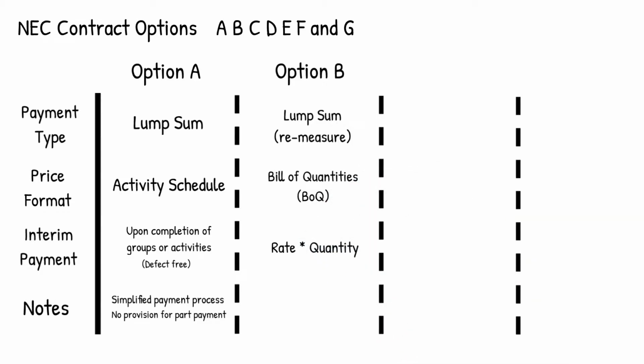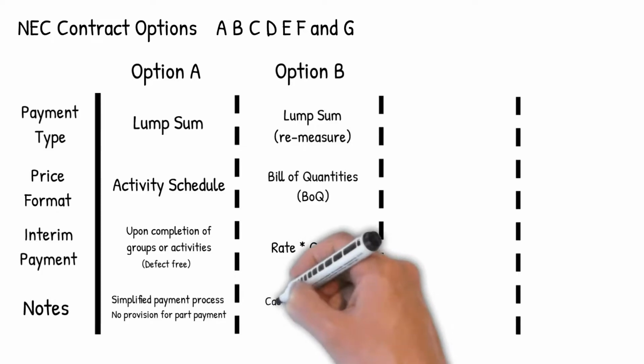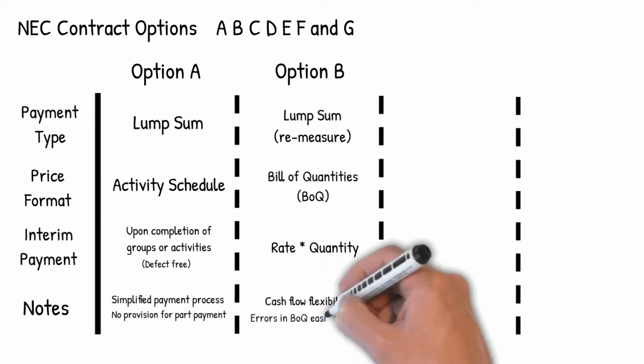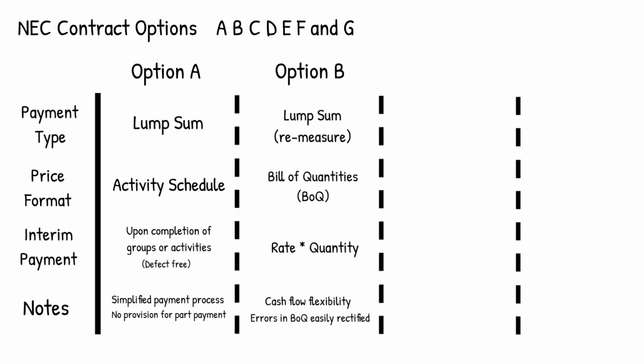Interim payment is made as a measurement of work completed on site, i.e. quantity multiplied by rate. This option provides flexibility for all parties in terms of cash flow. Errors in measurement within the tender are easily rectified, as a rate for that measure has already been established.